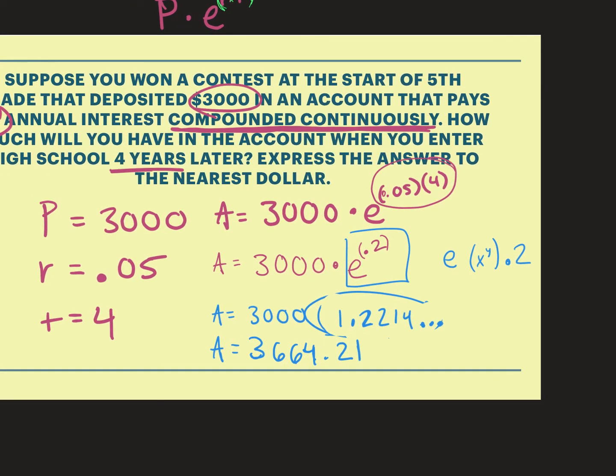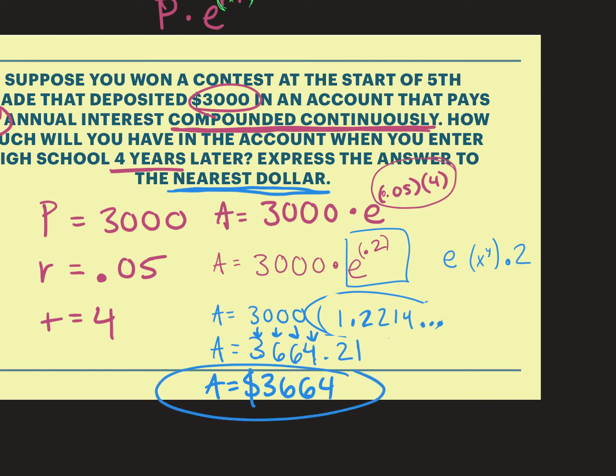But this question says to round your answer to the nearest dollar. So how should we leave our answer? Which is the nearest dollar here? Where should we stop? 3,664. Perfect. So this is our answer.